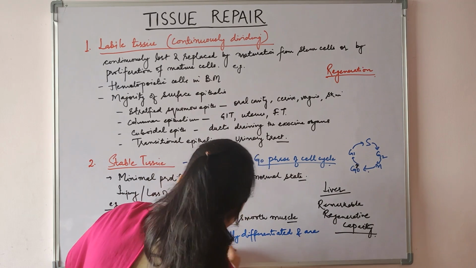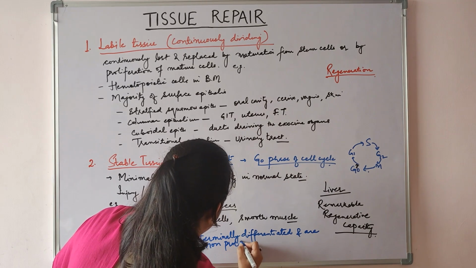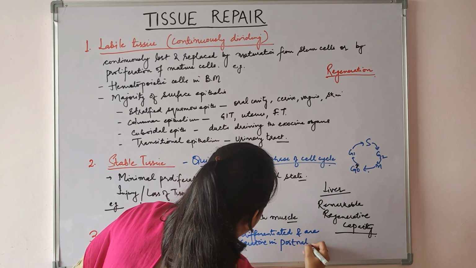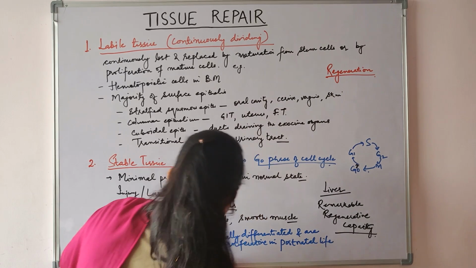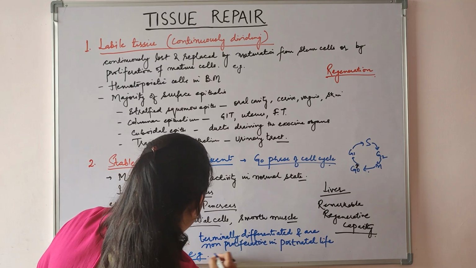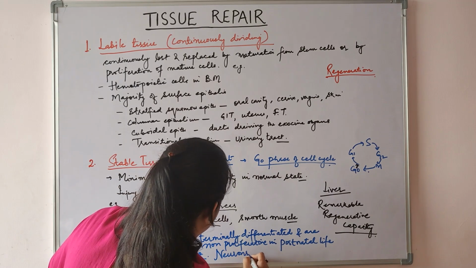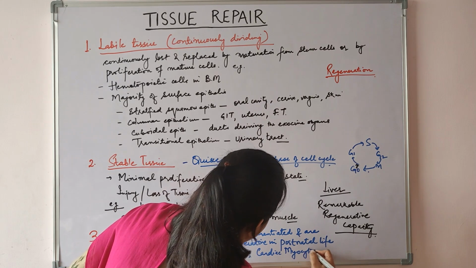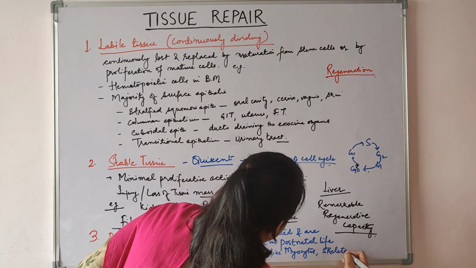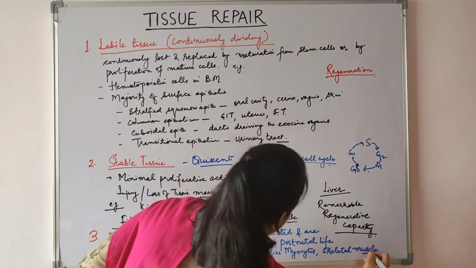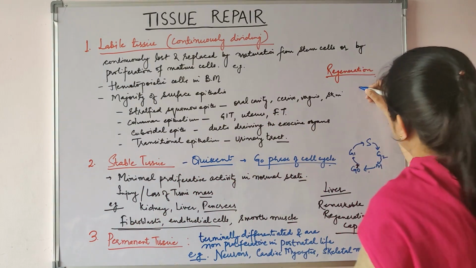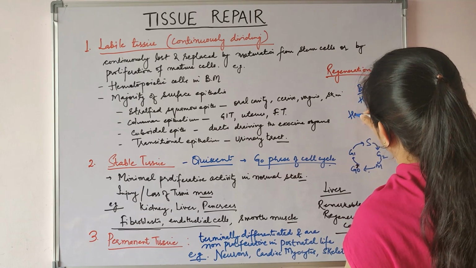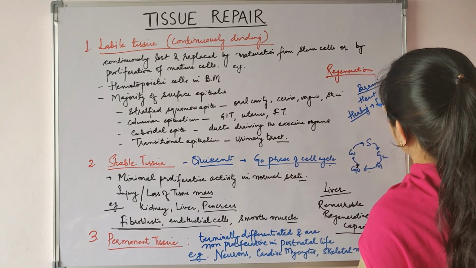And are non-proliferative in postnatal life. Examples are neurons, cardiac myocytes, skeletal muscle. So whenever there is injury to brain, heart, healing occurs by fibrosis.